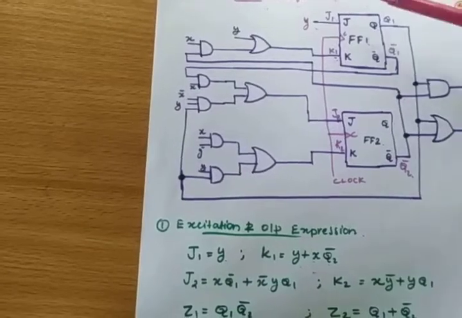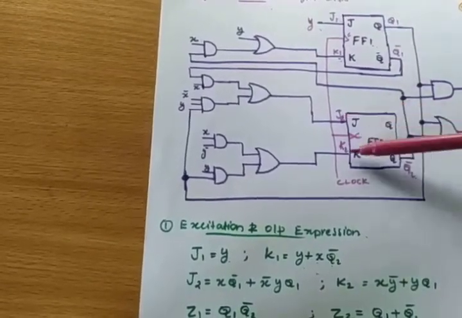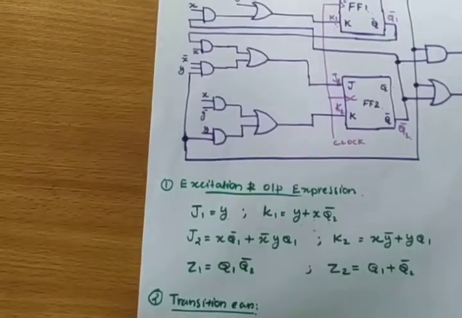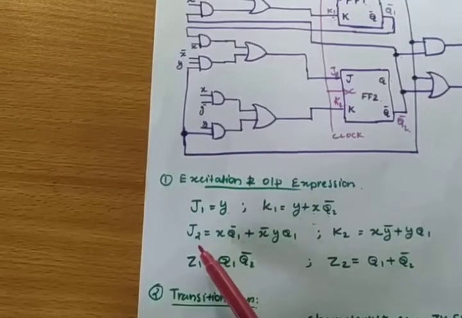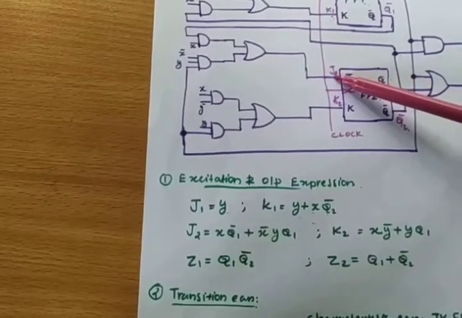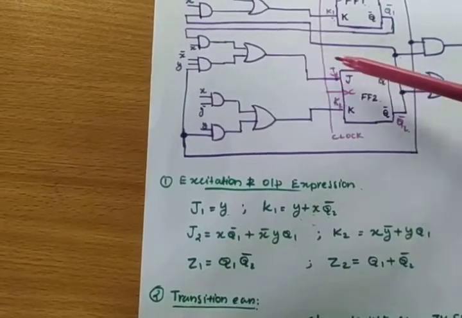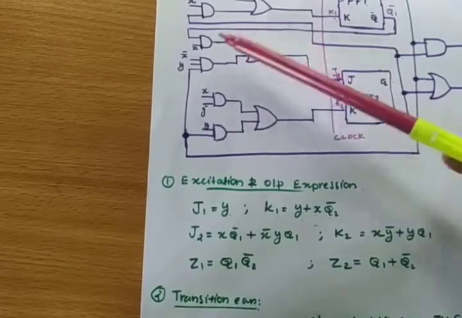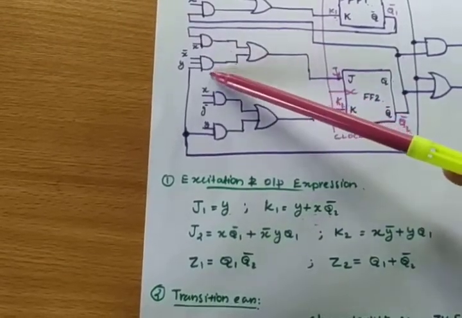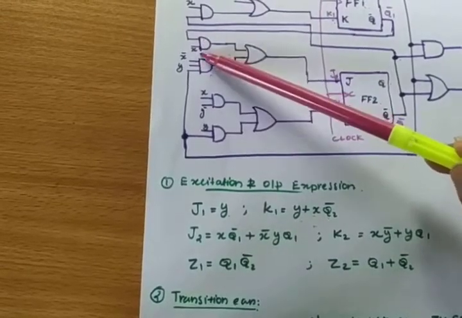So we identified J1 and K1. Next are J2 and K2, which we should identify also. How to write J2? J2 is the output of this OR gate. J2 can be written as one term from this AND gate and another from this AND gate. This AND gate has three inputs, and this one has two inputs.